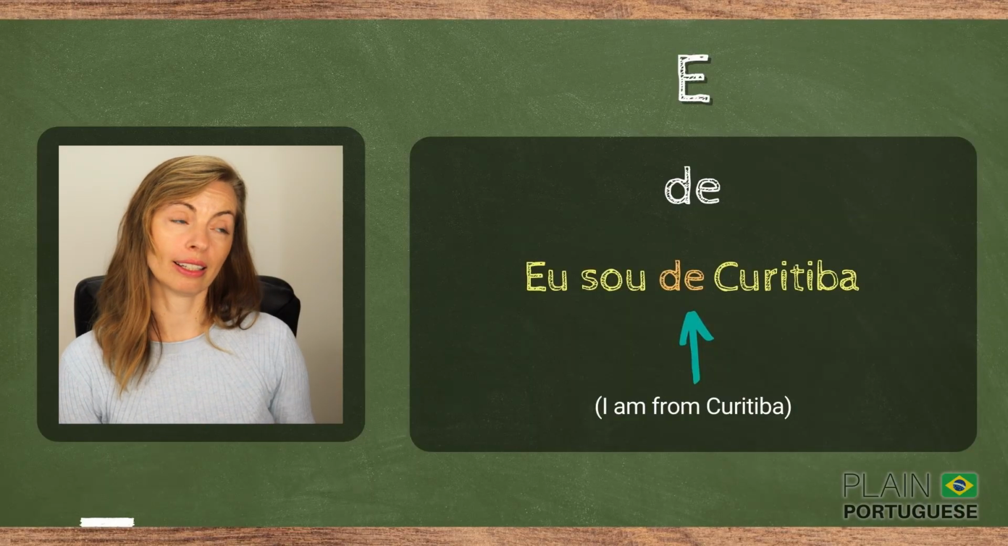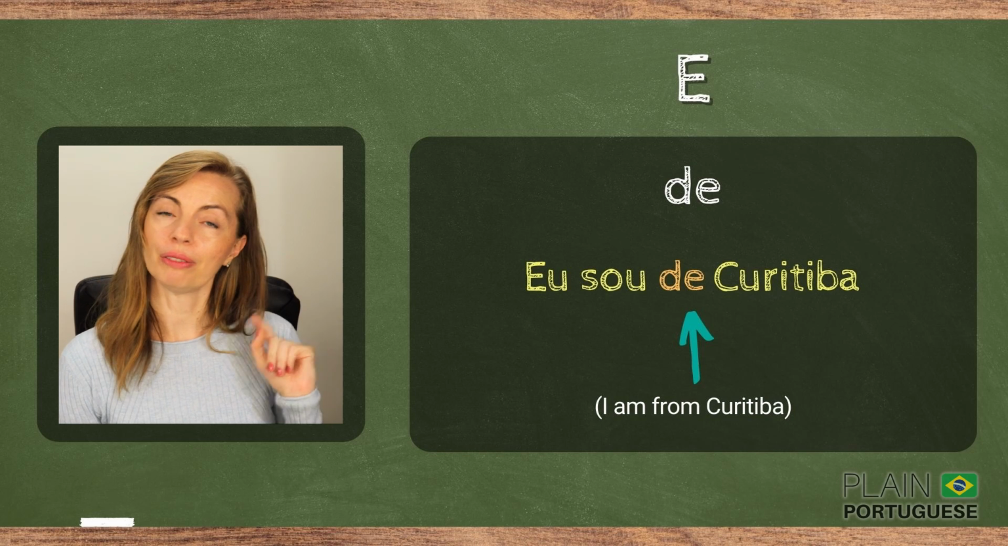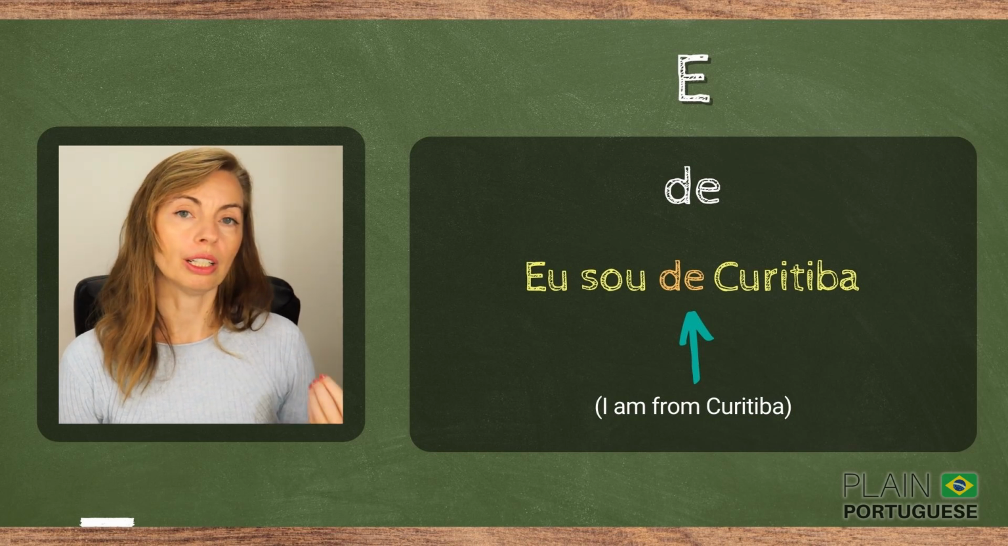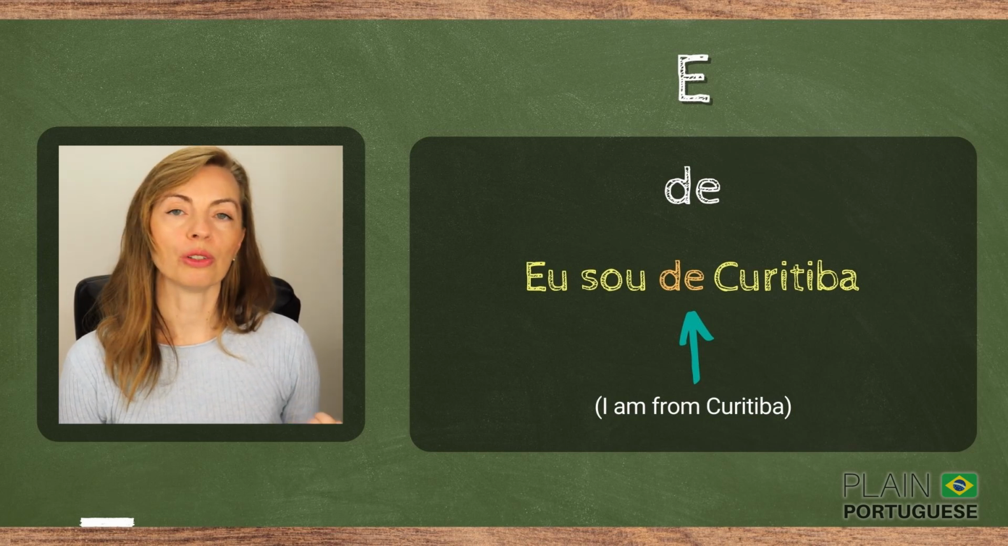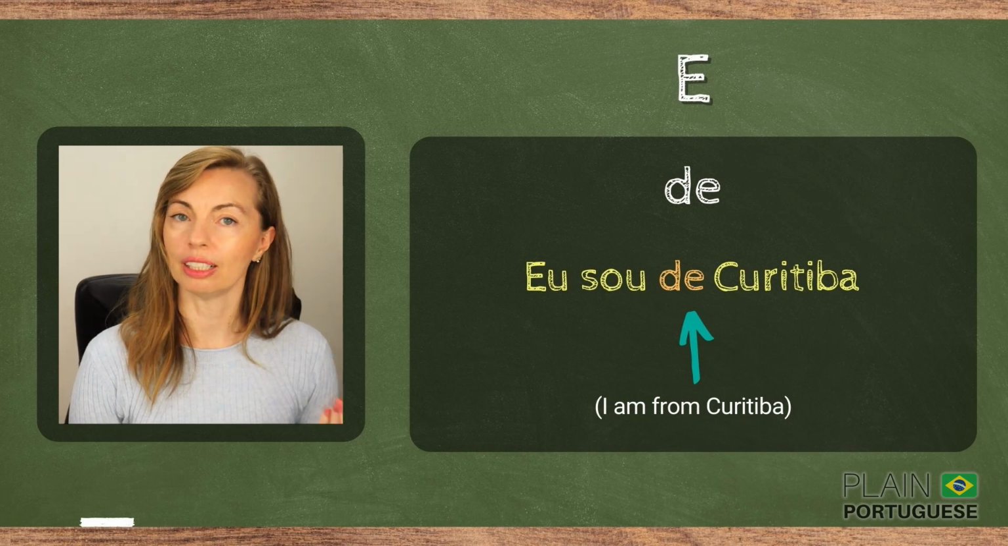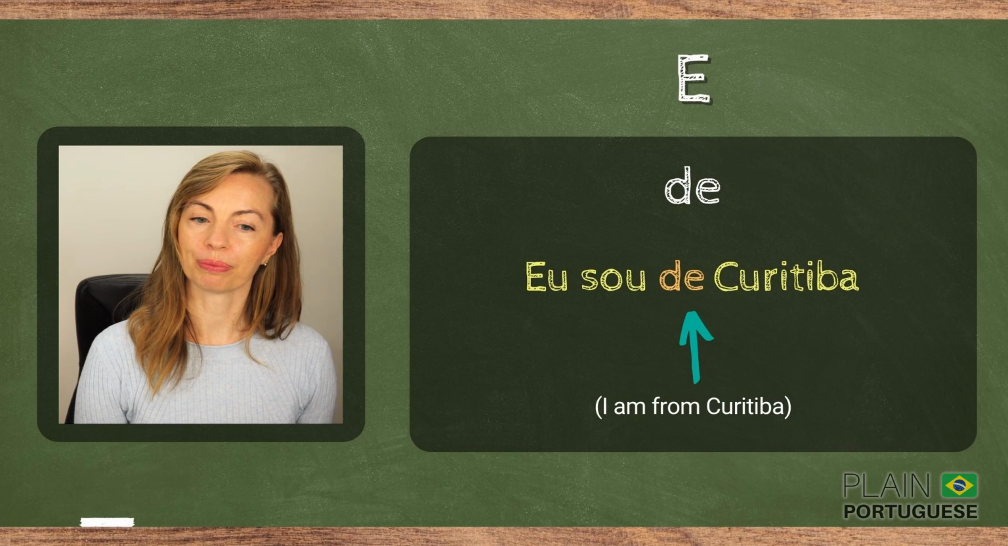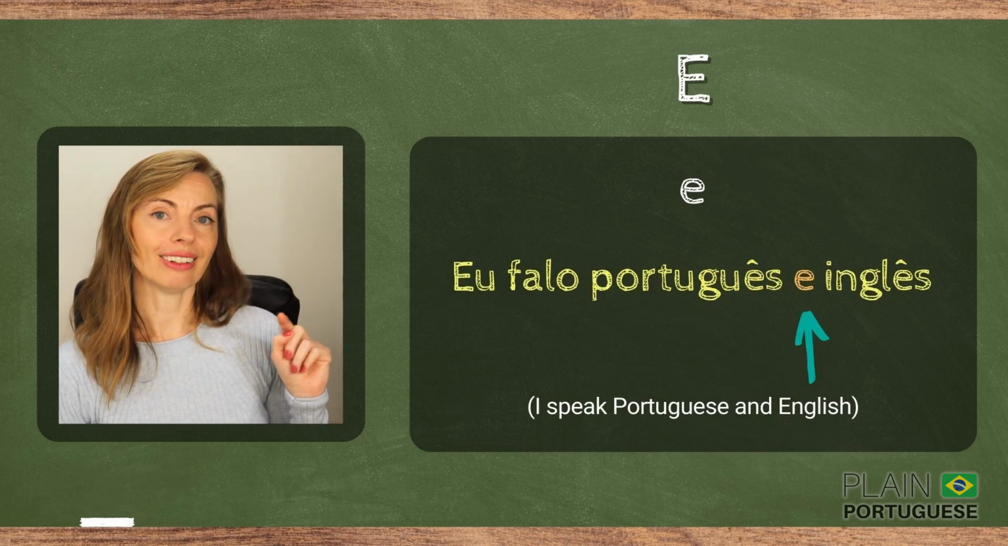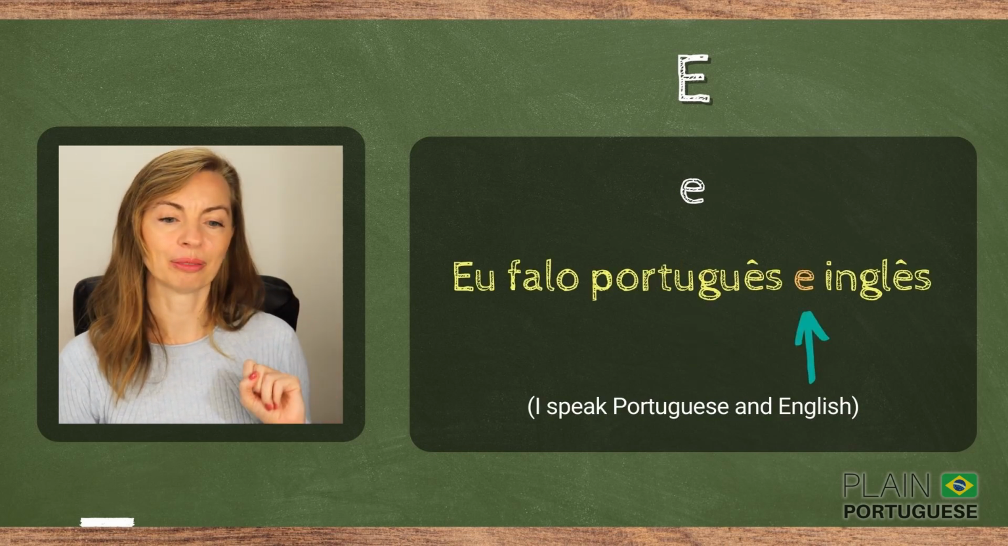By the way, if a word ending in E has one syllable only, and that syllable doesn't have a written accent, it can be pronounced as I. Yes, like these ones. De or di. Eu sou de Curitiba. So, eu sou de Curitiba or eu sou di Curitiba. E or I.